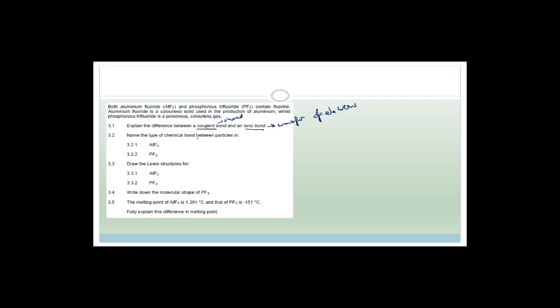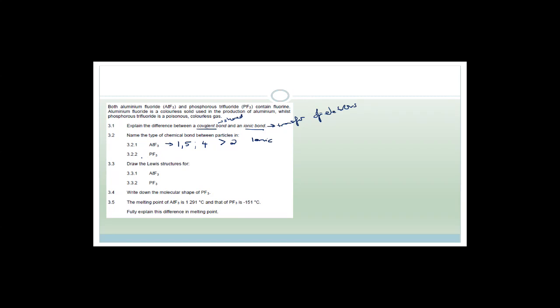Right, so now it says name the type of chemical bond between particles in each. Okay, so now what we need to do is look at a periodic table to look at their electronegativities. So let's have a look at this. We've got aluminium fluoride. Aluminium is in group 3 and it has electronegativity of 1.5, whereas fluorine has electronegativity of 4. So if we take fluorine and we subtract 1.5, it's greater than 2, therefore we can say it's ionically bonded.